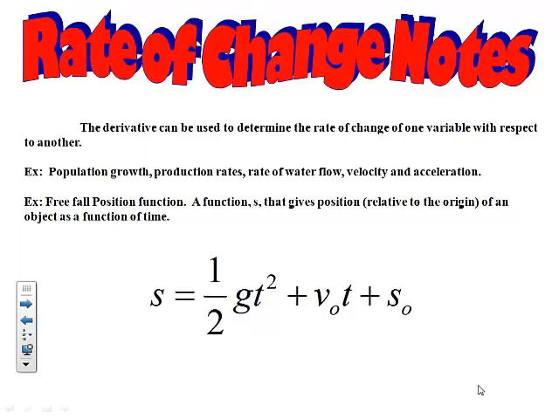Now, derivatives are used for many different situations, and the one we're going to use a lot in class is the free fall position function, which is given by this equation. So s is height or position, g is the gravity, v sub 0 is the initial velocity, and s sub 0 is the initial height, and of course t is time. So you're going to want to write that down so that you can remember it.